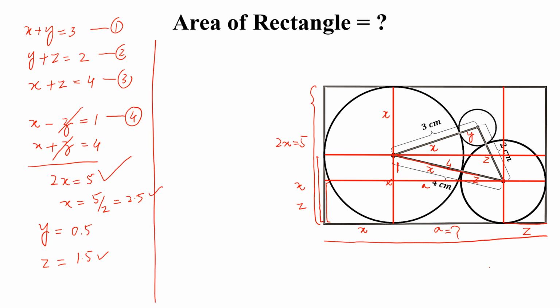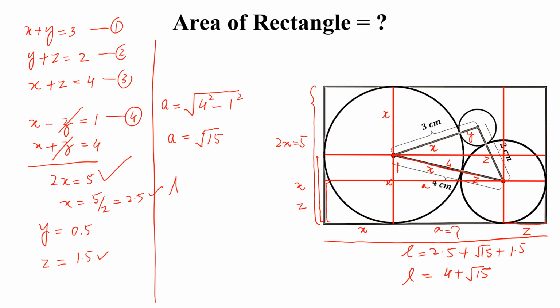How to calculate a? By Pythagoras theorem, we can write a equal to square root of 4 squared minus 1 squared, and a equal to square root of 15. So this length, let this be L, is equal to x, which is 2.5, plus a, which is square root of 15, and z, which is 1.5. So this is equal to 4 plus square root of 15.